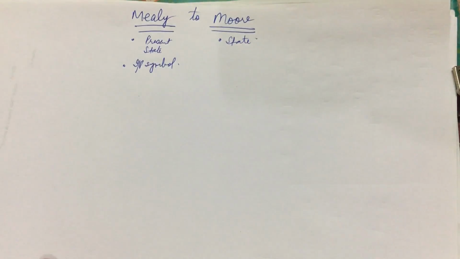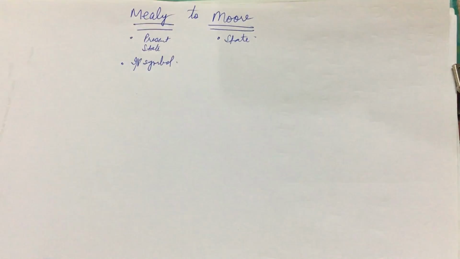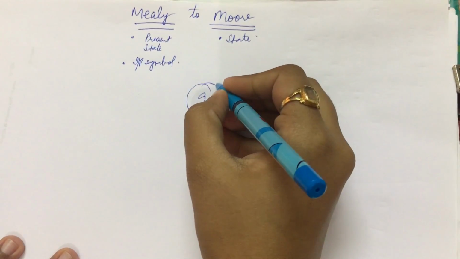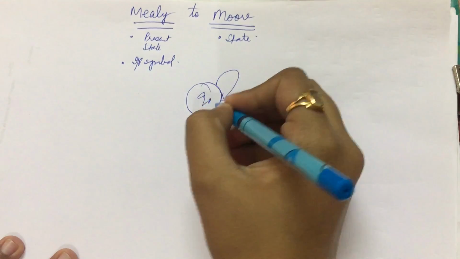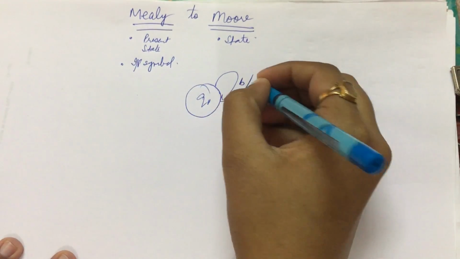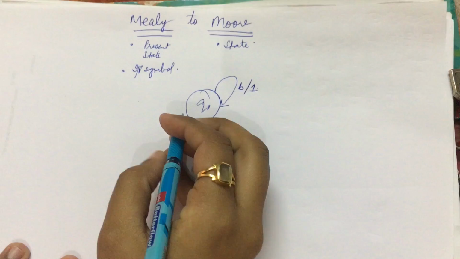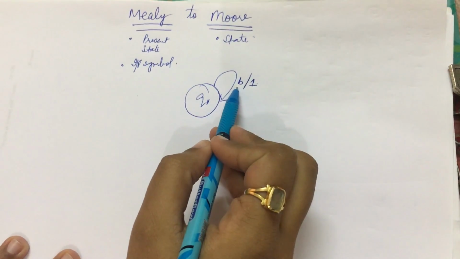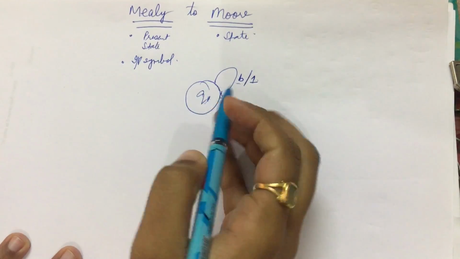Let's see how. Suppose we have to design a Mealy machine. Obviously, that means for every input I will have a specified output. That is, my transition will depend on both the input symbol as well as the present state.